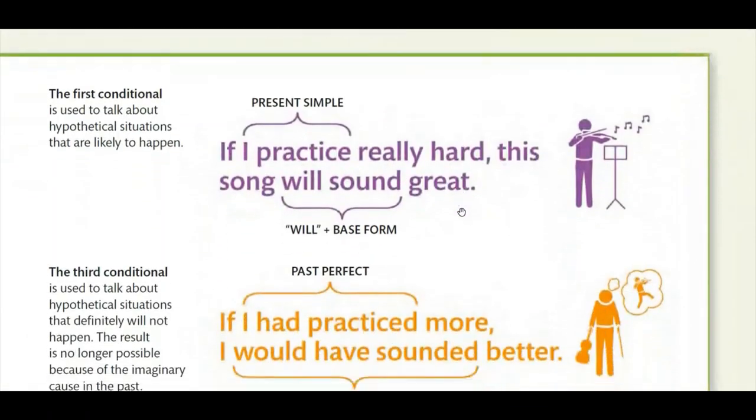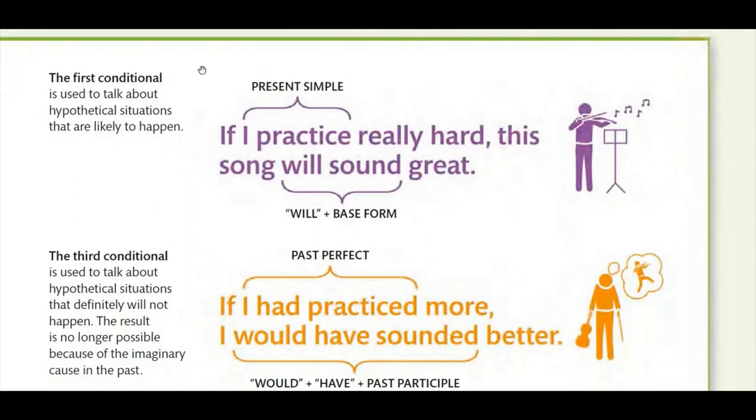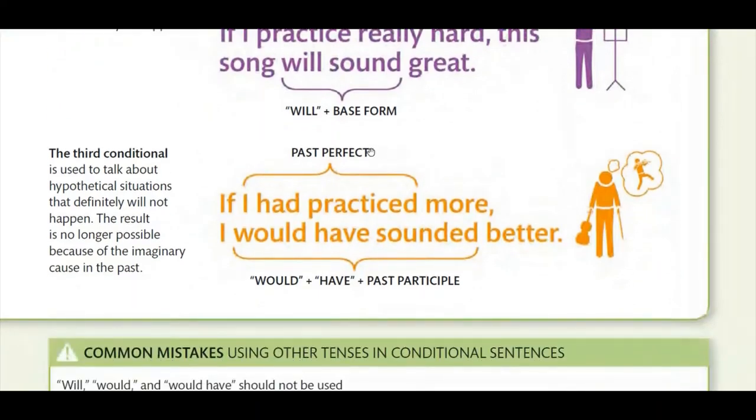Okay, the first conditional, the present simple, and this is the will plus base form. If I practice really hard, this song will sound great. The third conditional, we use past perfect and would plus have plus past participle. If I had practiced more, I would have sounded better.